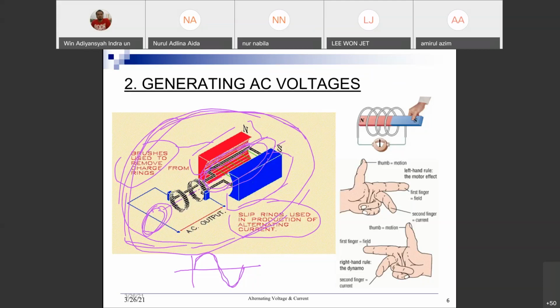So can you imagine, I went to a power plant, I think in Perak or somewhere, and they have to distribute to almost the whole peninsula area. You can imagine the distance, right? It's not possible if they use DC, direct current.